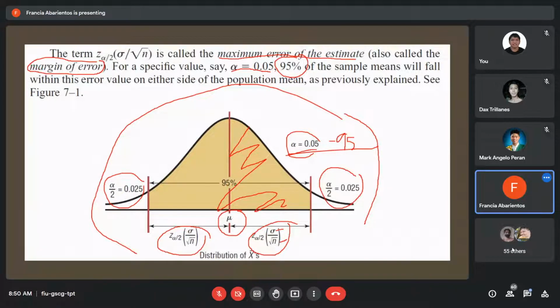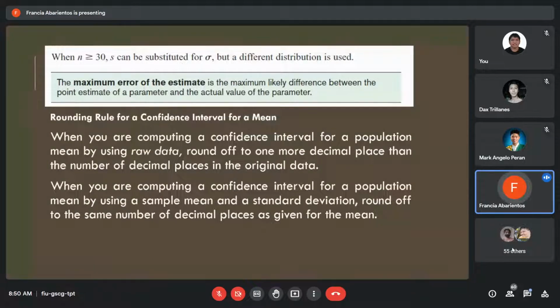Yan. How about when the n is greater than or equal to 30? Yan. We have the s can be substituted for the standard deviation, but different distribution is used. Okay. So mamaya ipapakita ko kung ano yung gagamitin mo if you will use the t-test or the chi-square test. Okay. We have the maximum error of estimate. Ano to? Ayan. That is the maximum likely difference between the point estimate of the parameter and the actual value of the parameter.